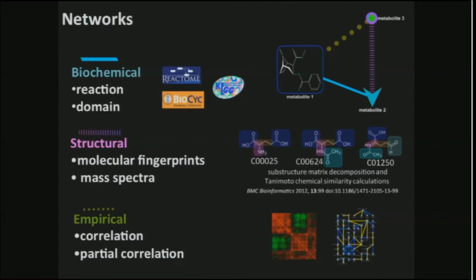And so a network is simply an organization of information. So the nodes are your metabolites. The edges are the connections. And so you can have different connections. You can have many connections. I'm just going to show a few.